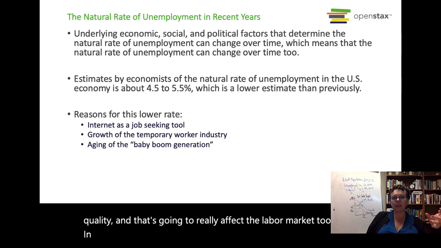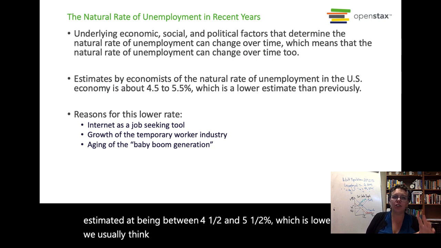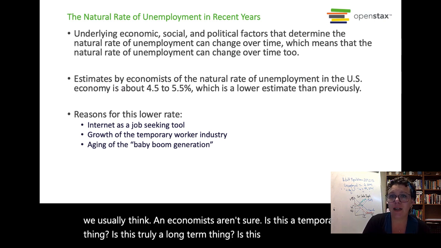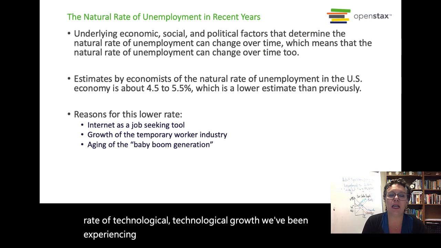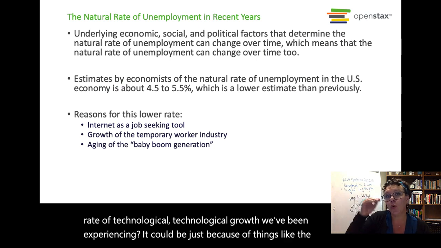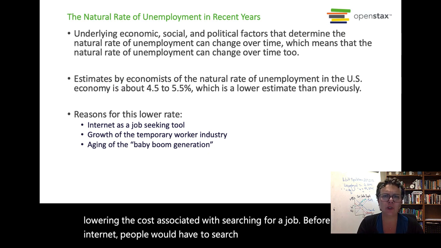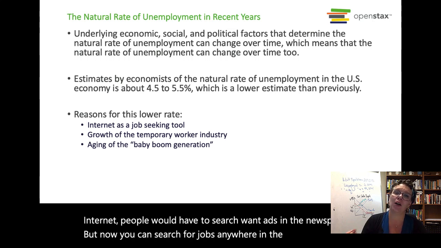In recent years, the natural rate of unemployment has been estimated at being between 4.5% and 5.5%, which is lower than we usually think. And economists aren't sure: is this a temporary thing? Is this truly a long-term thing? Is this a product of the high rate of technological growth we've been experiencing? It could be just because of things like the internet, lowering the cost associated with searching for a job. Before the internet, people would have to search want ads in the newspaper. But now you can search for jobs anywhere in the world at a really, really low cost.